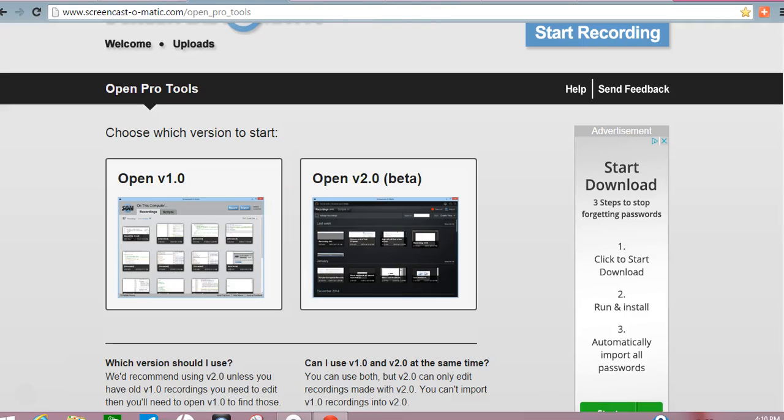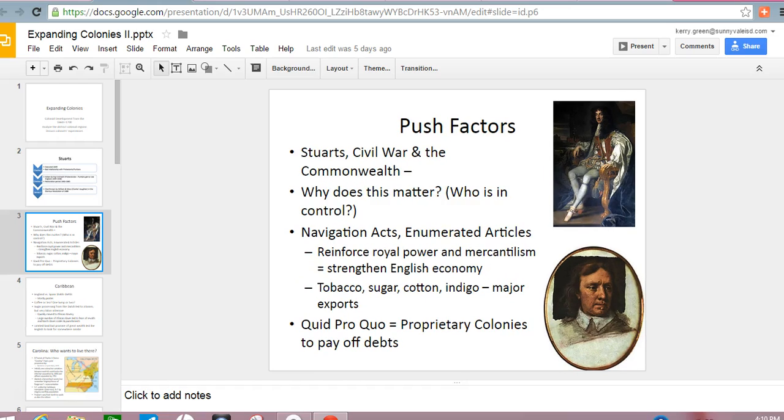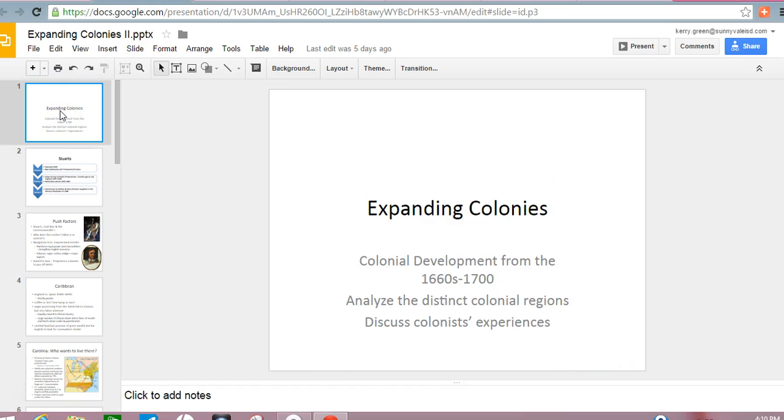Okay, we are back to the second of the Expanding Colonies lecture. And this one I'm going to try, I've got a couple of things to show you first. The first thing I want to show you in this examination of colonial development, really from the middle of the 1600s. So this is going to be after the establishment of the Massachusetts Bay Colony, the establishment of Plymouth Rock, the establishment of the early colonies of Maryland and Virginia.